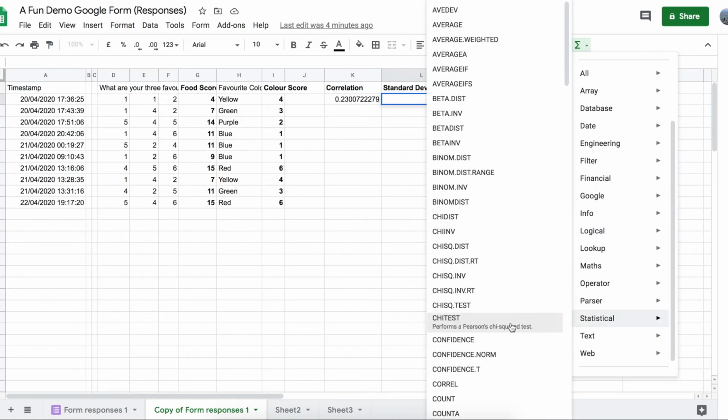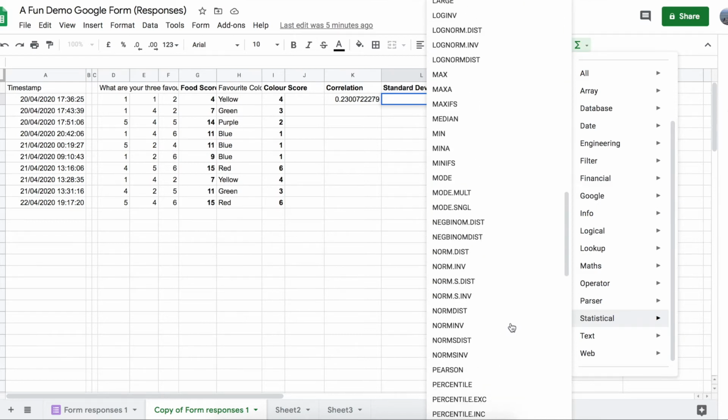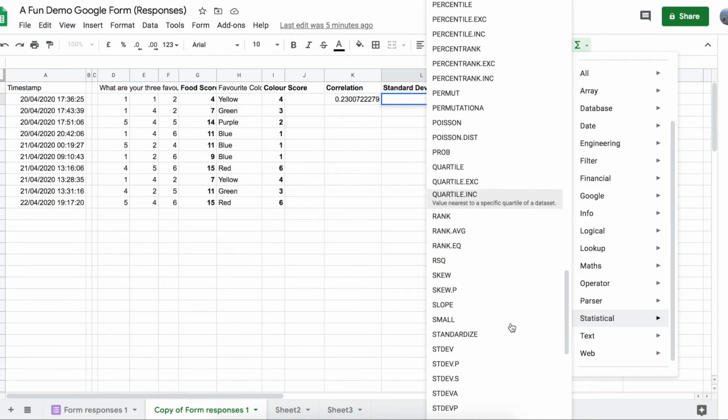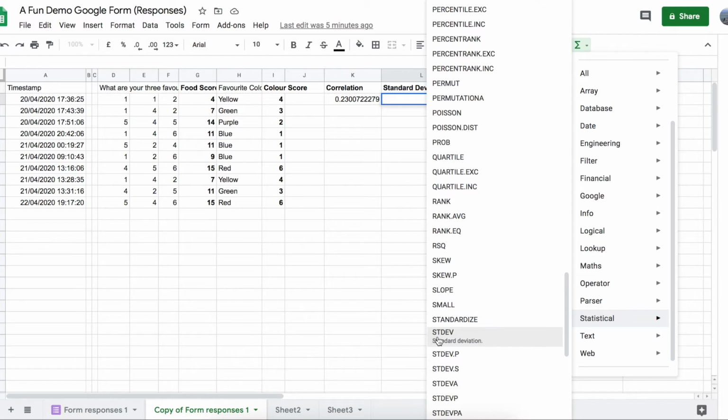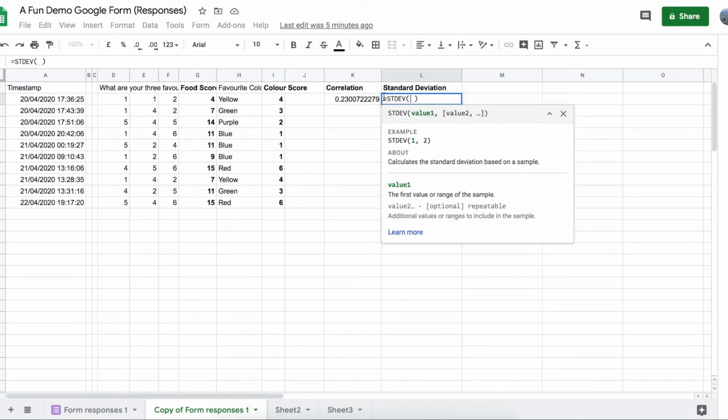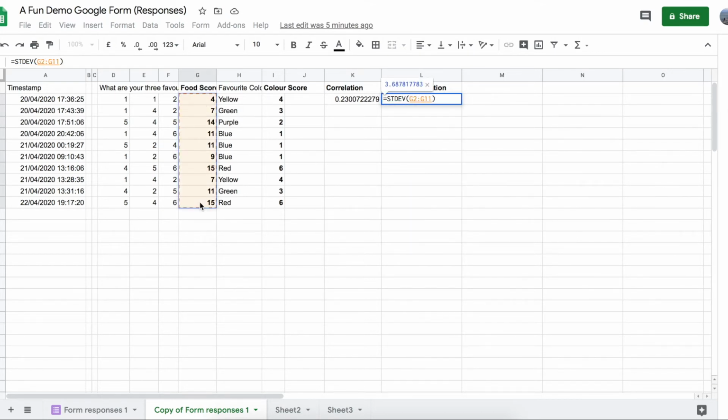We're going to use a formula here, and we are going to use our functions, find statistical, and scroll all the way down to standard deviation, which in this case is STDev. Now, anytime you see this, you can just type the formula. If you know it equals STDev and then the brackets, great, easy to do. So let's find the standard deviation scores here. All we're going to do is put in our numbers, and that's it. The standard deviation is 3.68, rounded up to 3.69 by the look of it.